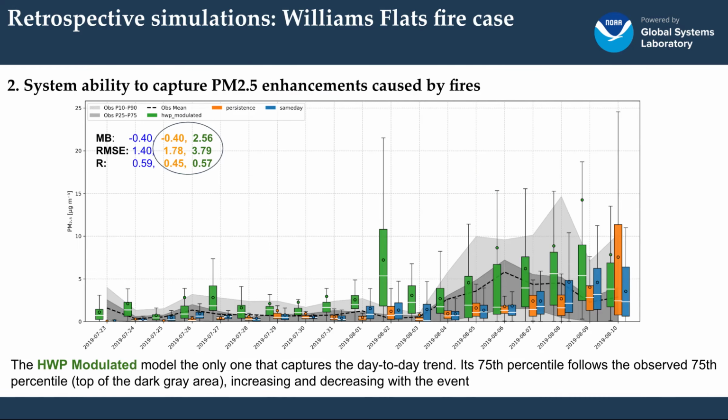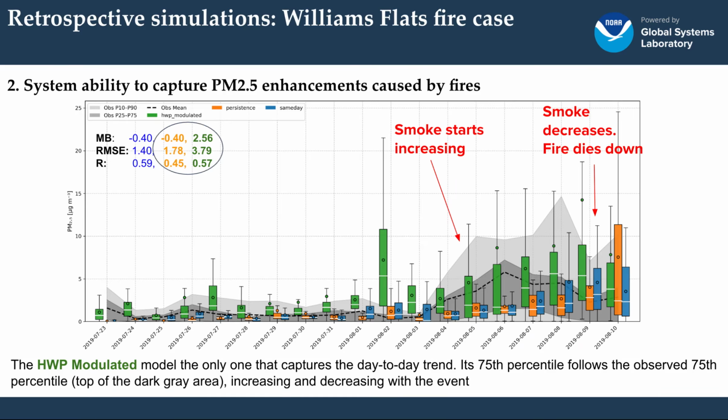Here we are checking the ability of the system to capture PM2.5 enhancement caused by fires. In this case, we compare three emissions scenarios: persistence in orange, same day emissions from the same day FRP in blue, and our HWP modulated emissions. So despite the overestimations, the HWP modulated, which is in green, is the only one that captures the day-to-day trend in the observations, whose mean is the black dashed line.